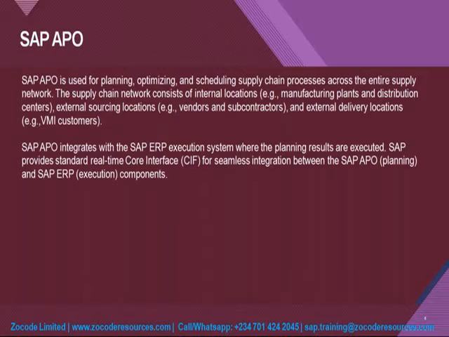The supply chain network consists of internal locations like manufacturing plants and distribution centers, external sourcing locations like vendors and subcontractors, and external delivery locations like customers. SAP APO integrates with SAP ERP, which is ECC, the execution system, where the planning results are executed.